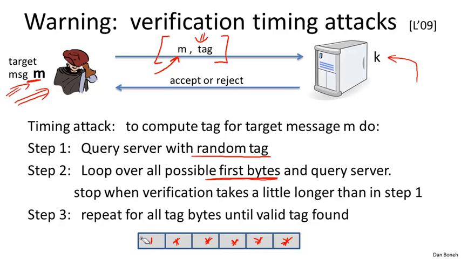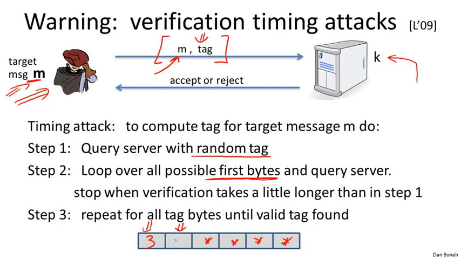If still the server responded very quickly, he's going to try with the byte set to 2. If the server responded quickly, he's going to try with the byte set to 3, and so on, until finally, let's say when the byte is set to 3, the server takes a little bit longer to respond. What that means is that when it did the comparison between the correct MAC and the MAC submitted by the attacker, the two matched on this byte, and the rejection happened on the second byte. Aha, so now the attacker knows that the first byte of the tag is 3, and now he can mount exactly the same attack on the second byte.